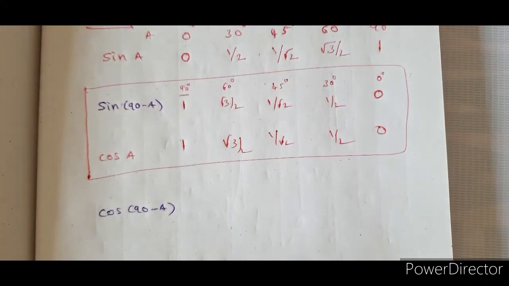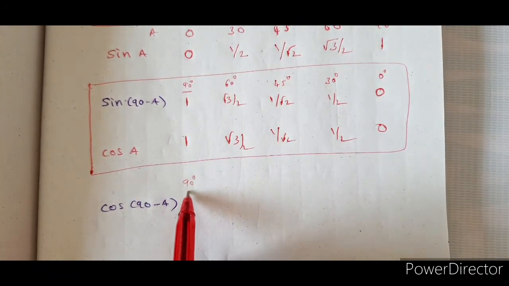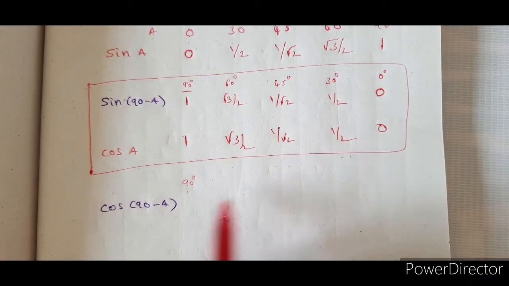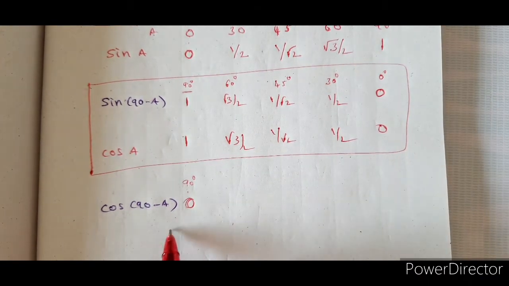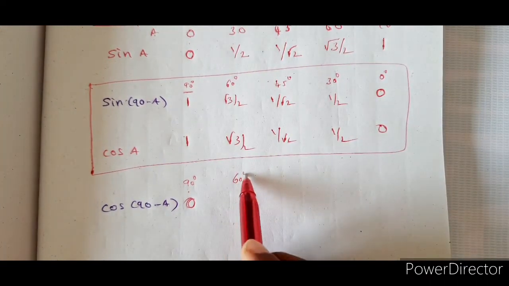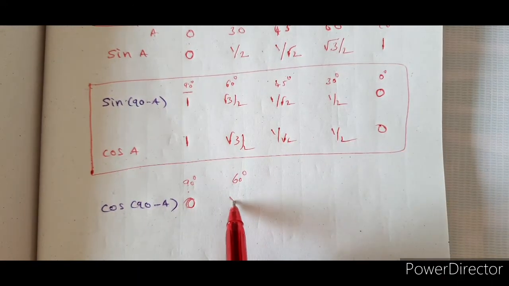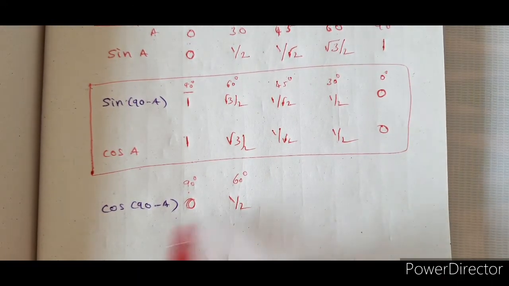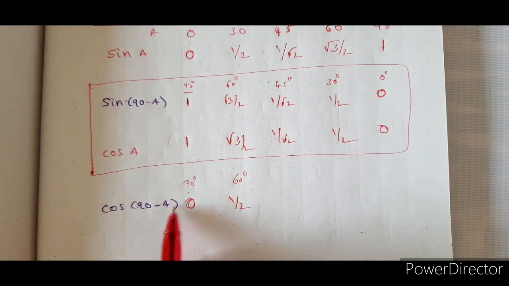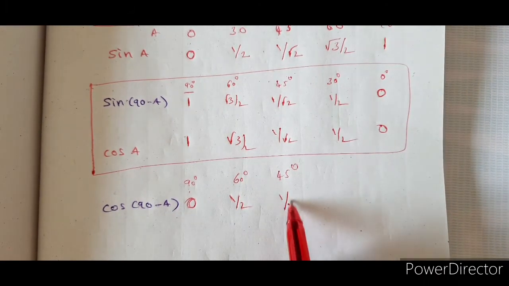Now let us see cos of 90 minus A. Right, what is cos of 90 minus 0? Cos 90. What is cos 90 degrees? It is equal to 0. Write 0 here. Right, cos of 90 minus 30. 90 minus 30 is 60. What is cos 60? Cos 60 is 1 by 2. Write down 1 by 2. Cos of 90 minus 45, 90 minus 45 is 45. Cos 45 is 1 by root 2.